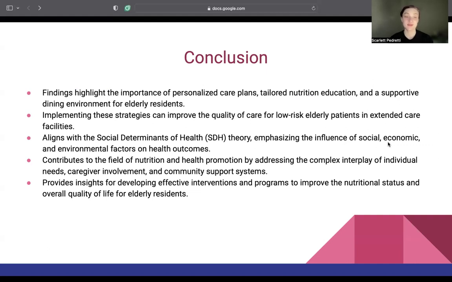These findings also contribute to the field of nutrition and health promotion by addressing the complex interplay of individual needs, caregiver involvement, and community support systems, while also providing insights for developing effective interventions and programs to improve the nutritional status and overall quality of life for elderly residents.